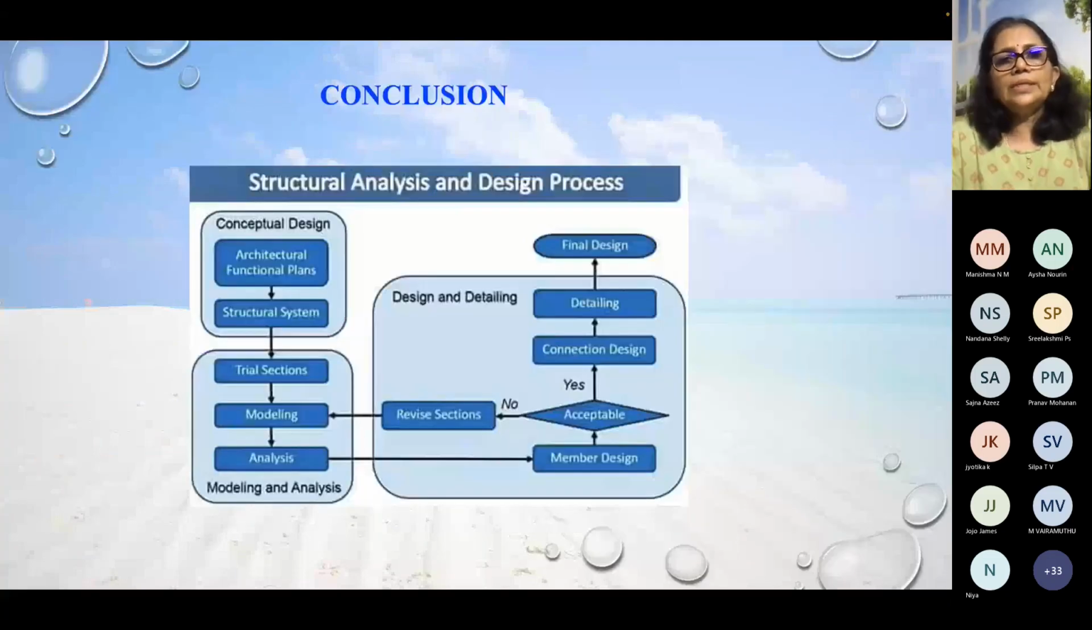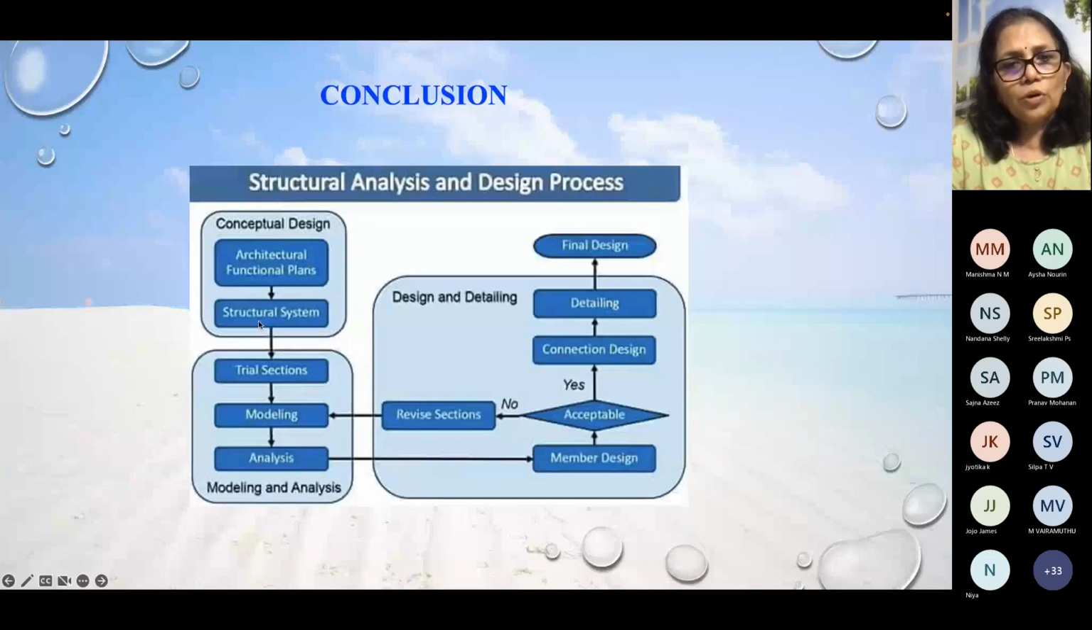So as a conclusion, I'll say when you are doing the structural analysis and design process, first you have to see the conceptual design. So depending on the functional requirement, you have to discuss with the client, and then you have to decide on the structural system. Once you decide on the structural system, then it is modeling and analysis. So you have to do the trial sections and then model it and do the analysis. Once you do the analysis, you know what are the forces or the stresses acting on that. Based on that, you proportion the member and design the member.